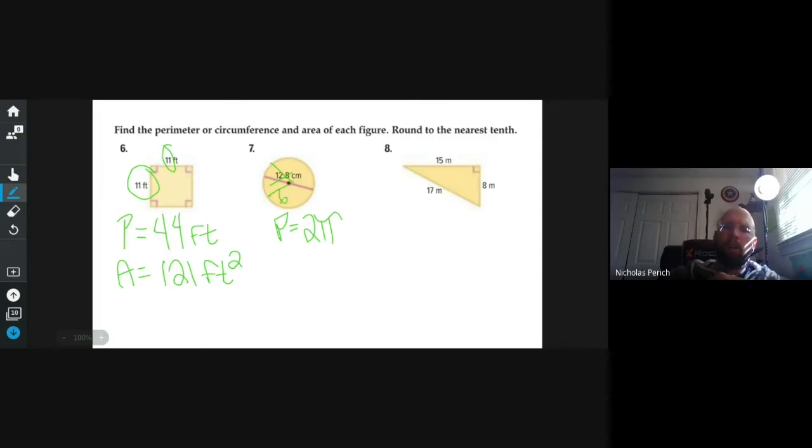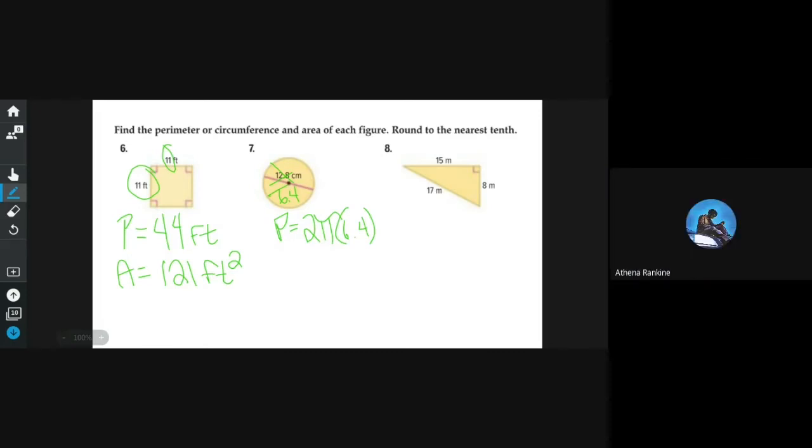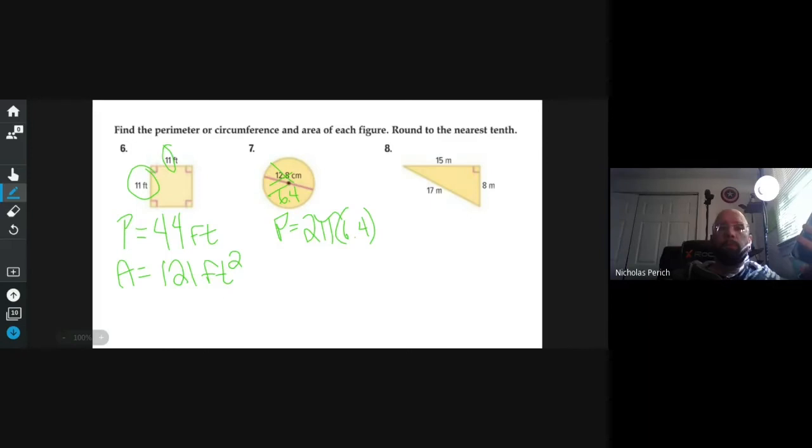6.4 is the radius. So the perimeter is 2 pi r, or 2 pi times 6.4. In my class, you will always use pi. Don't use 3.14. And I would prefer if you actually did the math. So what's 2 times pi times 6.4? About 40.2. It's about 40.2123.